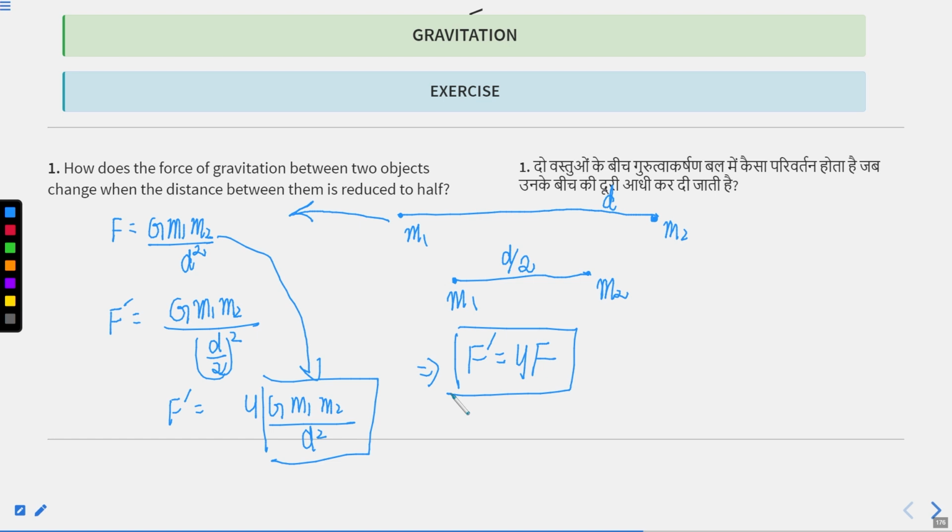The situation is clear. Two masses were originally separated by the distance d. Then we reduced the distance to half, so the new distance is d by 2. We calculated the force in both cases and compared them, and we get the answer that if we reduce the distance by half, the new force will be 4 times the older force. Is it clear?